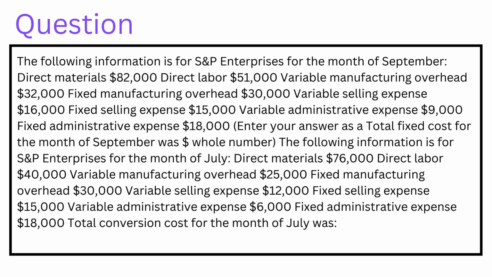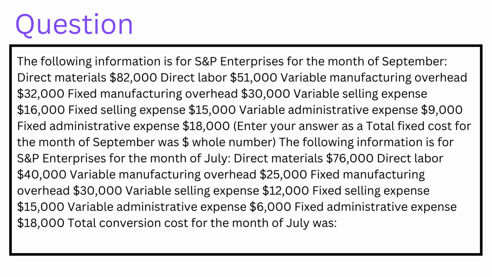The following information is for S&P Enterprises for the month of July. Direct materials $76,000, direct labor $40,000, variable manufacturing overhead $25,000, fixed manufacturing overhead $30,000, variable selling expense $12,000, fixed selling expense $15,000, variable administrative expense $6,000, fixed administrative expense $18,000.